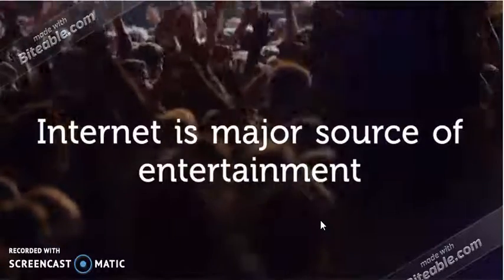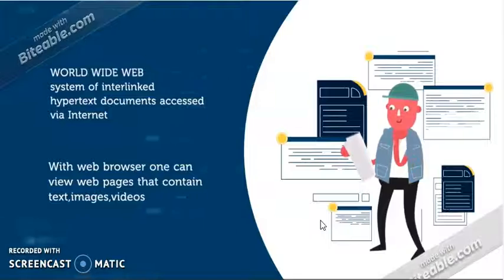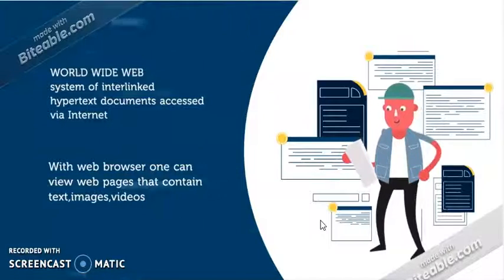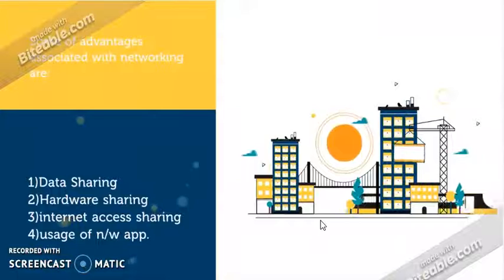Next is the World Wide Web. The World Wide Web is a system of interlinked hypertext documents accessed via the internet. With a web browser, one can view web pages that may contain text, images, videos, and other multimedia, and navigate between them via hyperlinks. Some of the advantages associated with networking are data sharing, hardware sharing, internet access sharing, and usage of network-based applications.